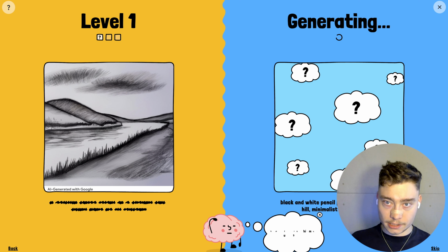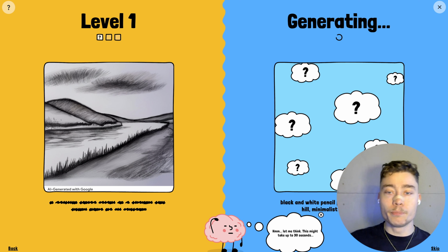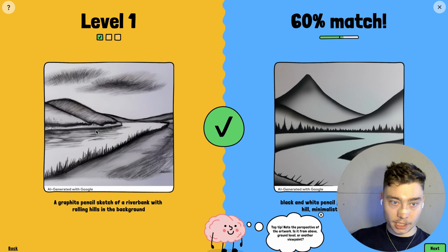Let's see what my accuracy is. So now it will generate a new image based on my prompt and it will compare them to see how correct they are. And this is pretty good. 60% match, black and white. Maybe I shouldn't use minimalist, that removes some of the details. But now you know that using minimalist is bad in this case.